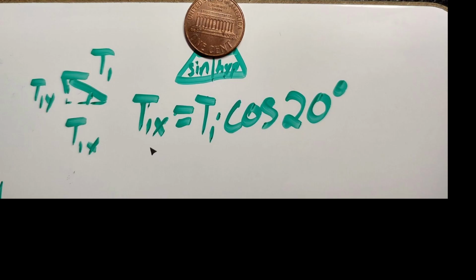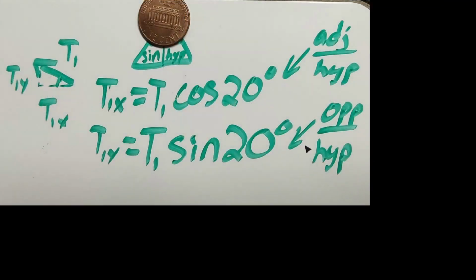So we have T1x and we have this little triangle here, right? Pretend this is cosine just for a second. If we're trying to find the adjacent side, then we have cosine times the hypotenuse, which is T1 cosine of 20 degrees. And same thing for this one. This is T1 times sine of 20, because it's opposite over hypotenuse. Same thing, you just multiply it or use the triangle or whatever.